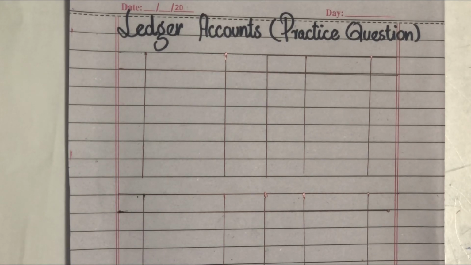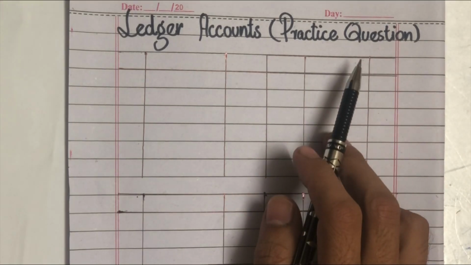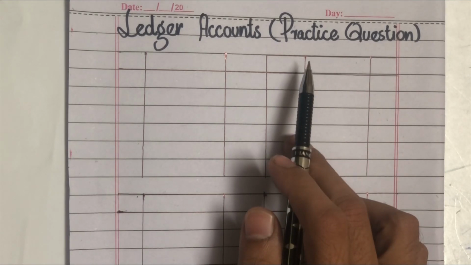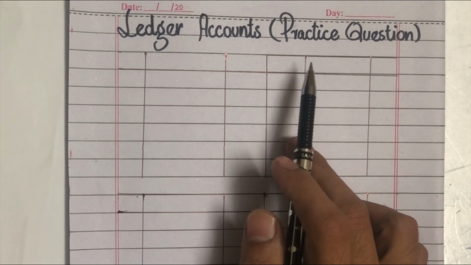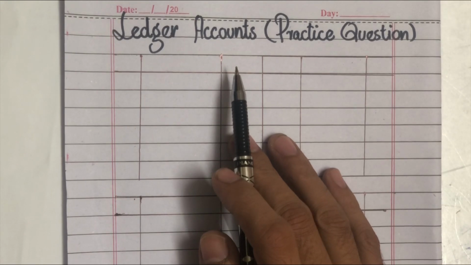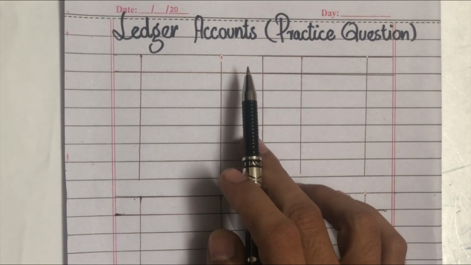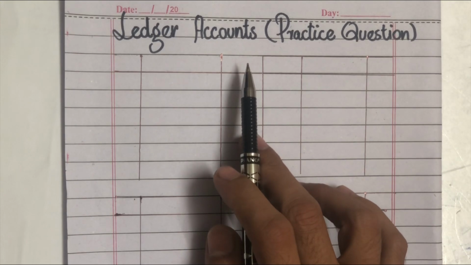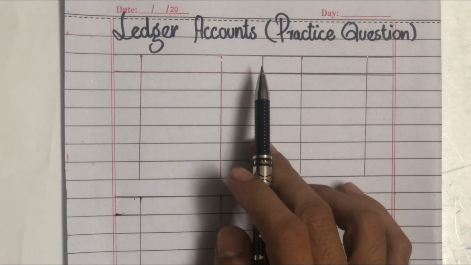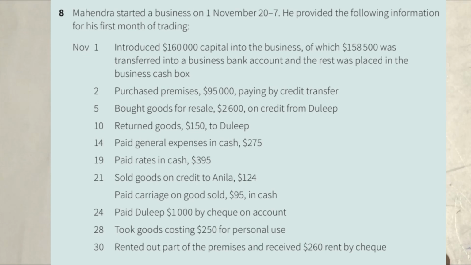In this video, I'm going to solve a ledger account practice question. In the previous ledger, we learned how to make ledger accounts. So today, I'm going to solve some double entries into the ledger accounts. The double entries that I have used to solve this question are Mahindra's journal entries that we made in our previous double entry practice question.